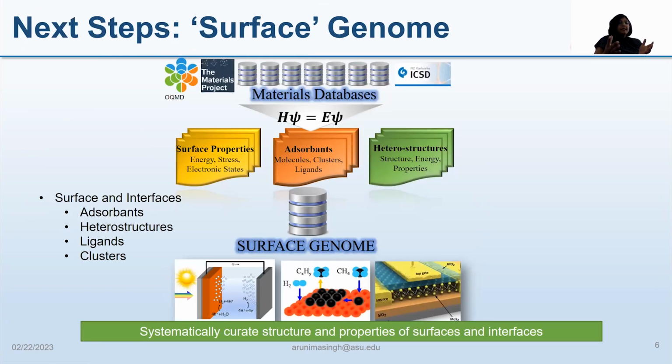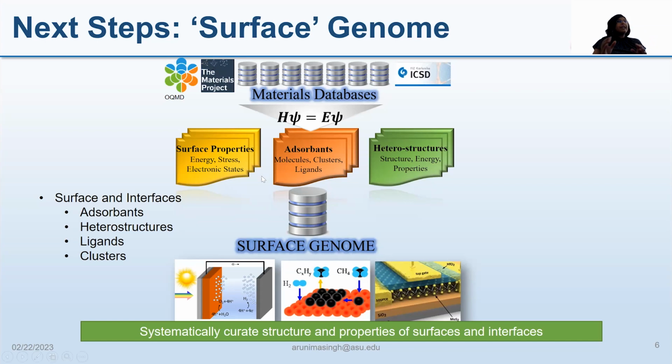The existing materials databases do a great job on curating the properties of bulk materials, especially DFT computed properties, and there are several well-known materials databases, including experimental databases like the ICSD. The next steps, in my opinion, which would really benefit this field would be to look at the surface properties, the properties of adsorbates on these surfaces, look at heterostructures.